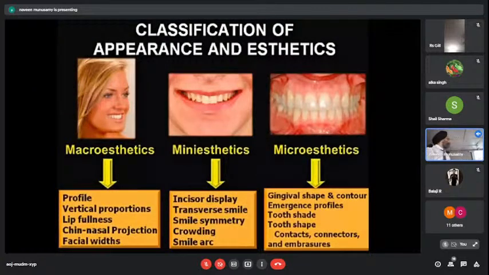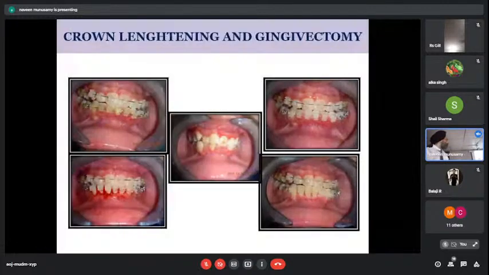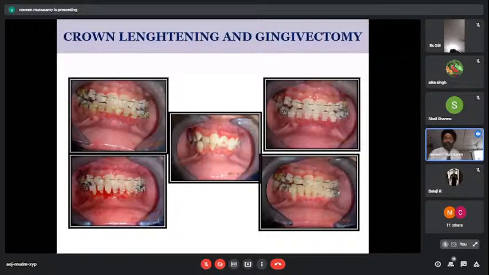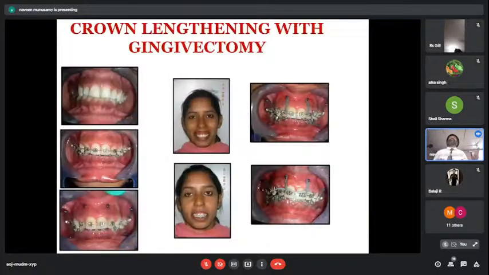Like this case, where we were doing the nice alignment we achieved, the patient was on some medication, and the gums have just grown into the braces. So we did the gingivectomy with a laser, a simple procedure, just 20 minutes, and the gums have nicely healed in just 1 week's time. Nice healing is there.